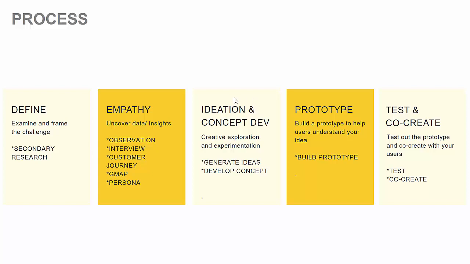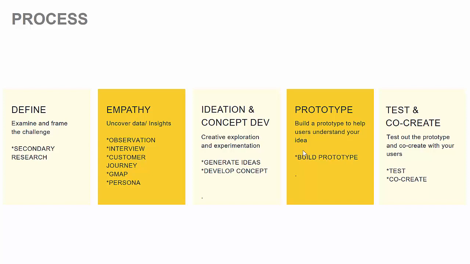In the third phase, we will look at ideating and concept development, where we will start trying to identify possible solutions to the problems that we uncovered or the insights that we have uncovered in the empathy phase. This is where your creativity comes in and you start to explore different options and build low fidelity prototypes. Once you are more or less certain about some of the concepts that you have, that is where you can build a high fidelity prototype, and we'll be using a tool called Figma.